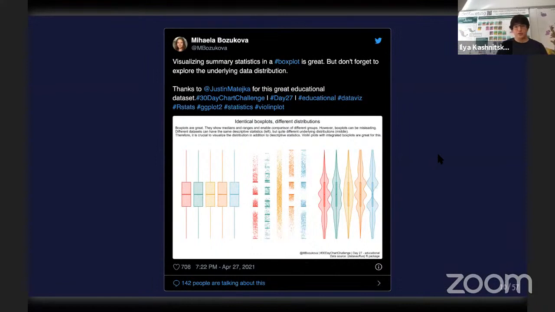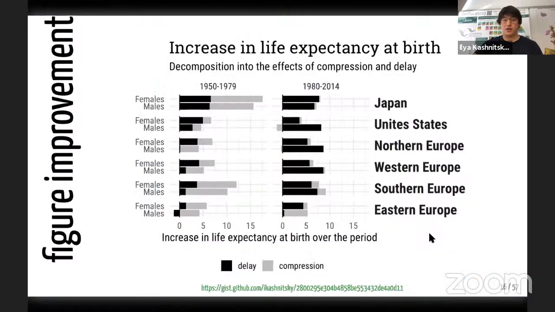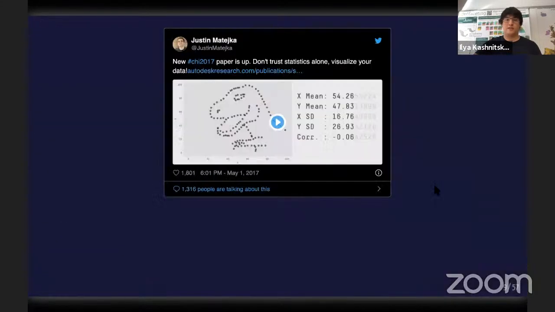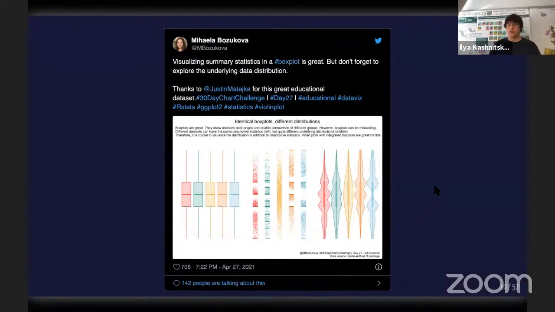I want to make a small side note here that in the audience we have Cedric Scherer, a great data visualization designer working in R, and he recently published a great blog post exactly on this topic: how to better visualize a lot of data with different approaches to distributions. Hi, Cedric.